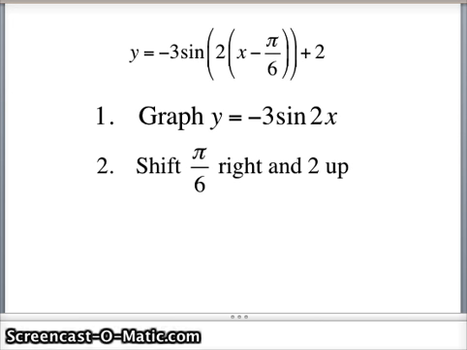Let's take a look at one more question here. y equals negative 3 sine of 2 times x minus pi over 6 plus 2. So the first thing we want to do is graph y equals negative 3 sine 2x. Then we'll shift that pi over 6 to the right and 2 up. So let's keep in mind what negative 3 sine 2x will look like.